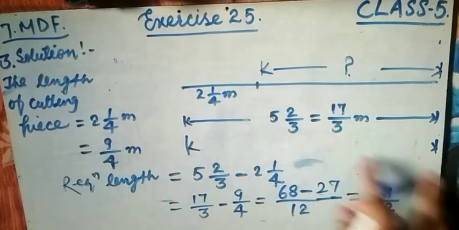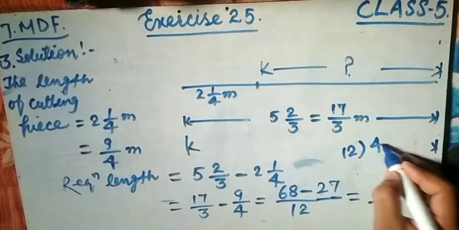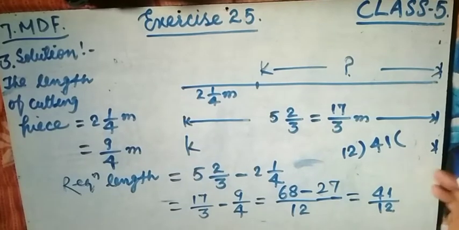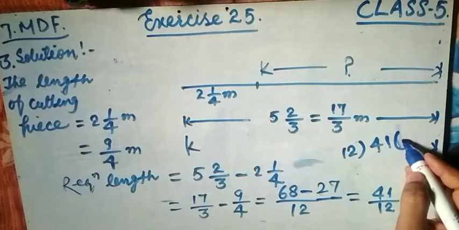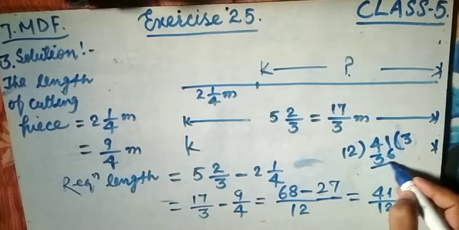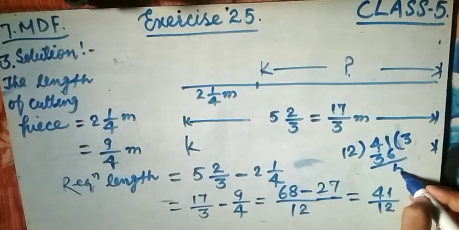Now change this fraction: divide the numerator by the denominator and write the mixed fraction. 12 times 3 is 36, and 41 minus 36 is 5.